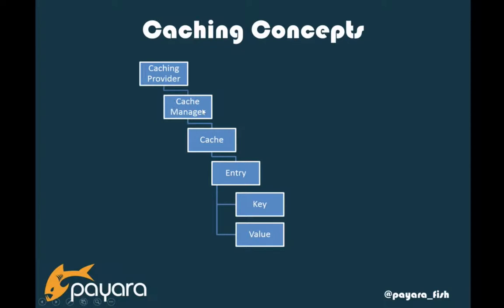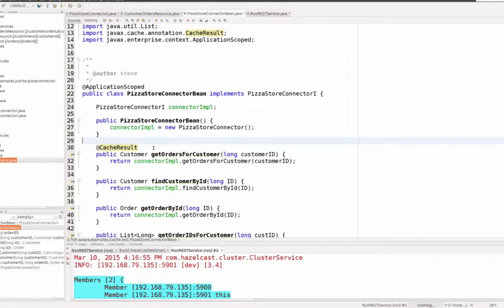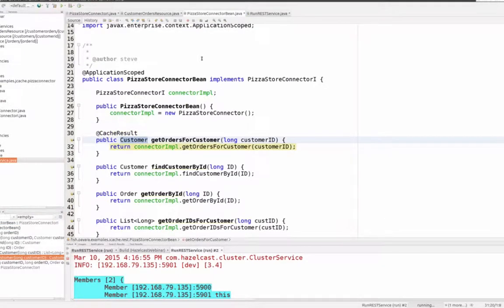The caching provider gives you many cache managers. Cache managers have a cache, and that cache contains many entries which are key value pairs. So essentially we have a distributed hash map storing our data, or potentially many distributed hash maps. So essentially the caching provider retrieves and closes cache managers, the cache manager creates and destroys, and the cache contains your objects, in which case, if we quickly zoom back to our code, in this case the objects will be this customer. That's the object that will be placed into the cache.